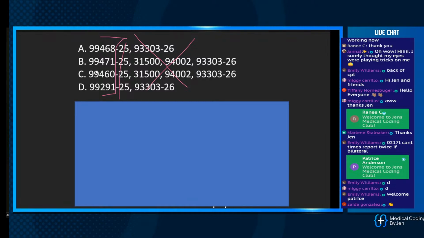So our 99468 is what kind of code? What is our header for that one?